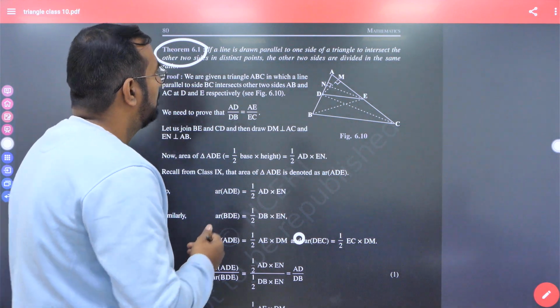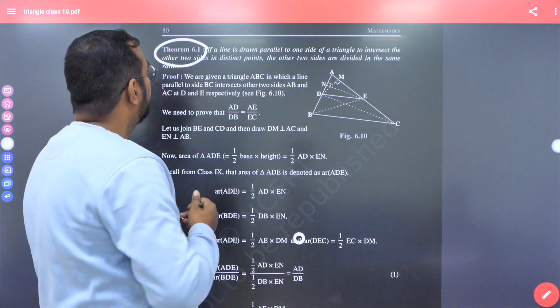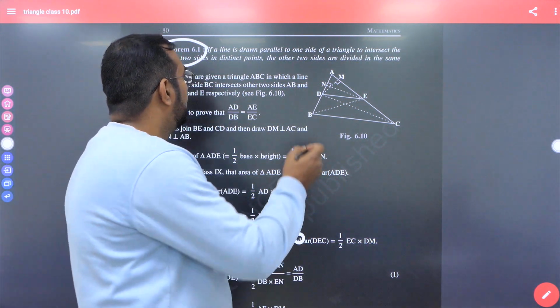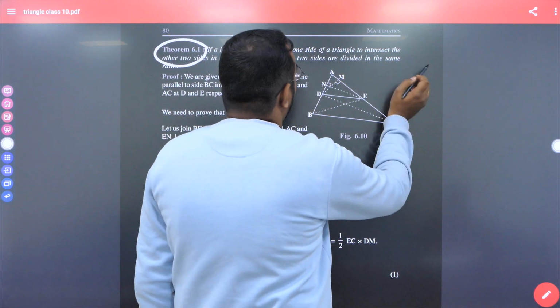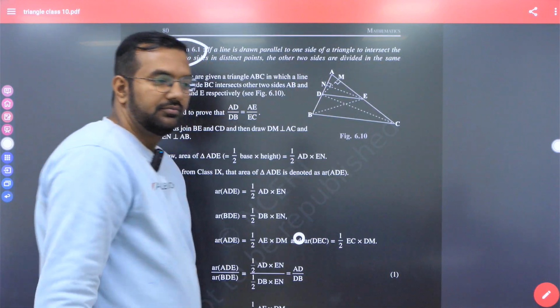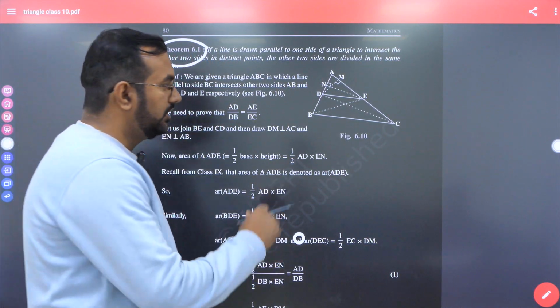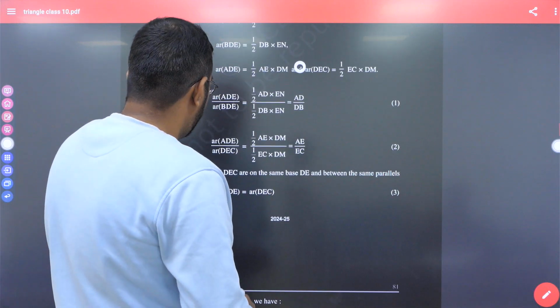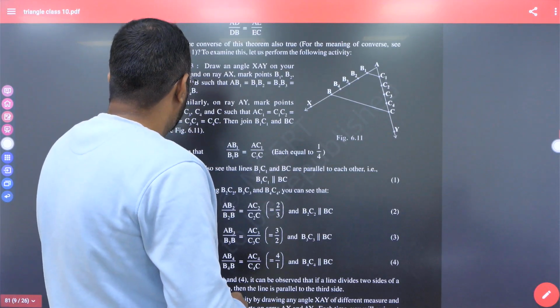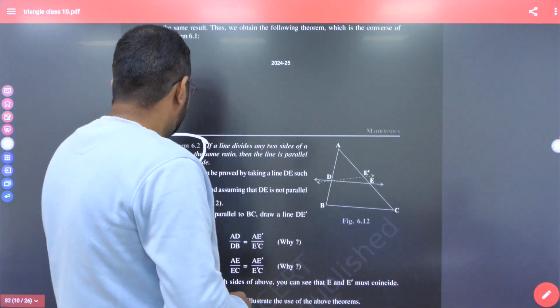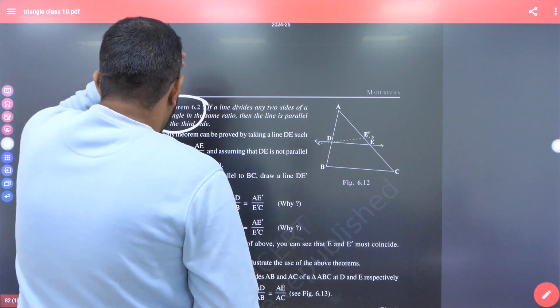If a line is drawn parallel to one side of a triangle, intersecting the other two sides in distinct points, the other two sides are divided in the same ratio, right? So we covered this theorem yesterday. Today we will cover theorem 6.2, right?